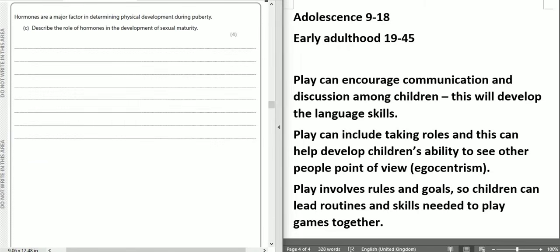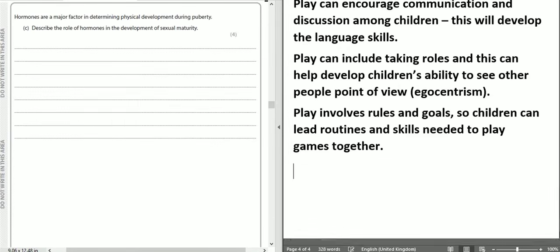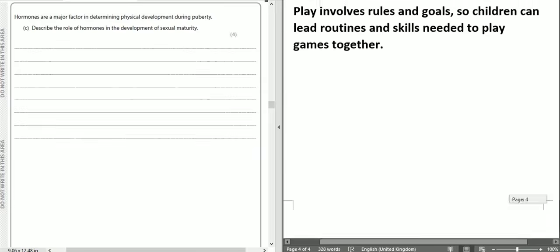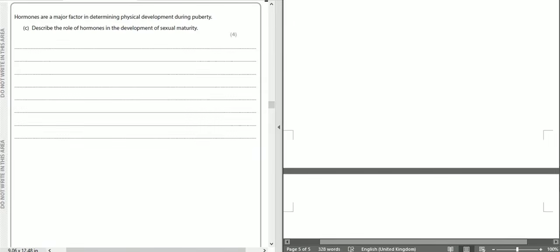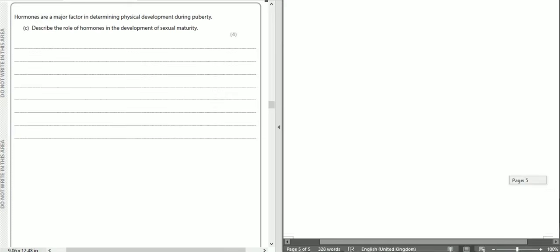So our next question. Now, this question, as is another popular one within the exam papers, is all about puberty, and it's asking us to think about hormones as a major factor in determining physical development during puberty. So again, questions on puberty have come up in 2017, 2019. They've been on the sample paper. The exam paper does like to ask questions about puberty, particularly either asking you to think about the primary and secondary sexual characteristics or the effect puberty has on the body.